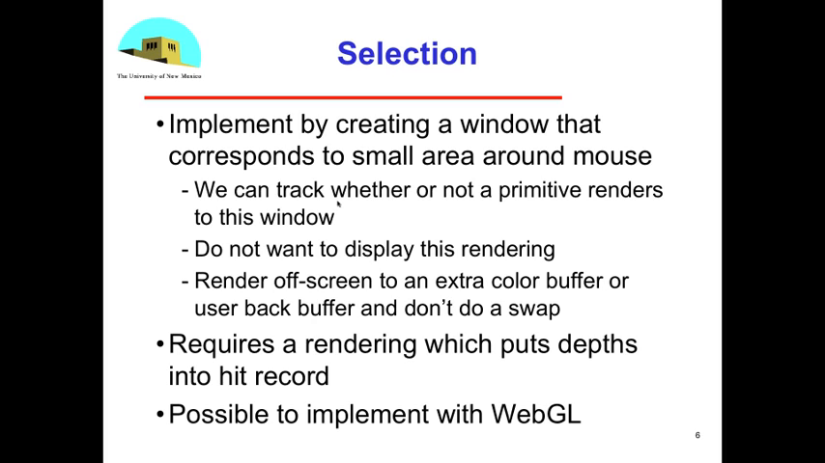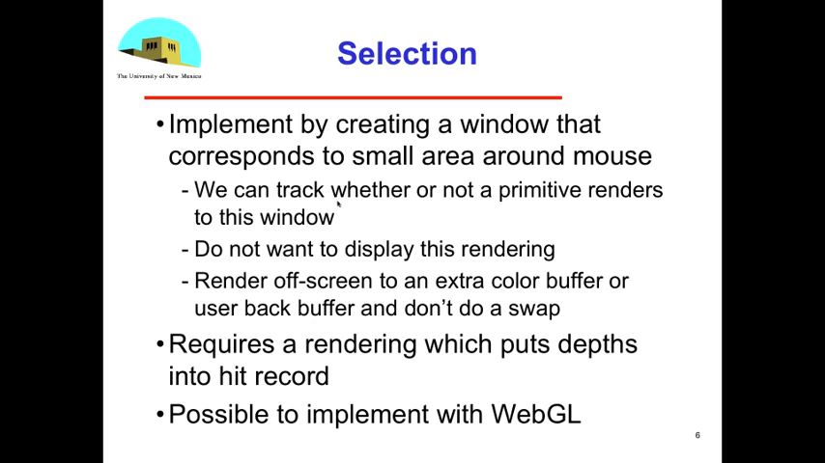Or if I didn't have an extra buffer, I could potentially clear the back buffer, render with this new window into that back buffer, forming my hit list. If I don't do a buffer swap, then I'm never going to see what I rendered into it. Then I could clear it and do my normal rendering after the pick operation, and then do a normal swap. So that was built in. It was fairly easy to do within the fixed pipeline.